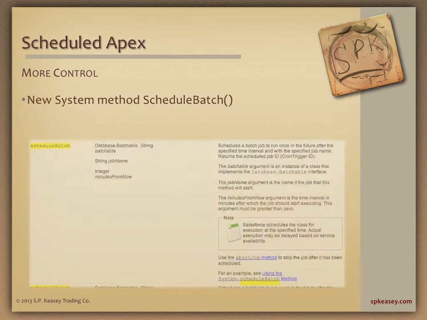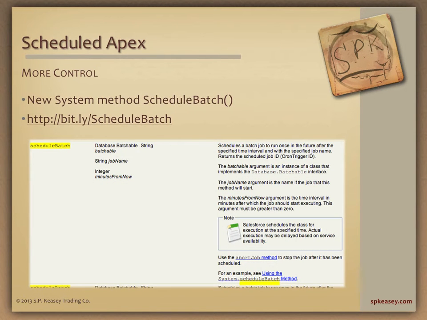In Scheduled Apex, we now have more control. There's a new method called scheduleBatch. This lets you specify a batch to run and the number of minutes from now at which to run it. Do a bit of maths, and you can run it at any particular time you like.